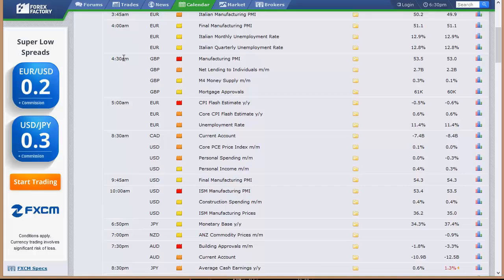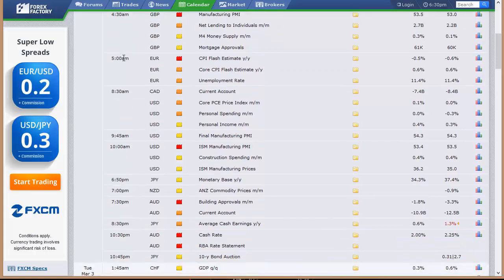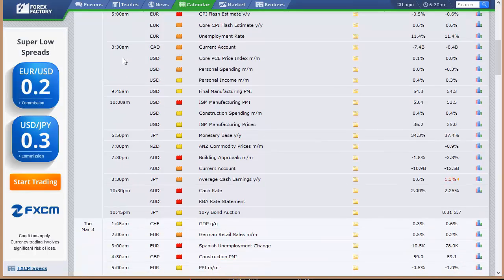Manufacturing PMI out of the UK, net lending to individuals, M4 money supply, mortgage approvals. Europe's got the CPI flash estimate and unemployment rate at 5 a.m. Eastern Time on Monday. Go to the U.S. side. Well, Canada's got the current account. U.S. has personal income and spending and the core PCE price index.